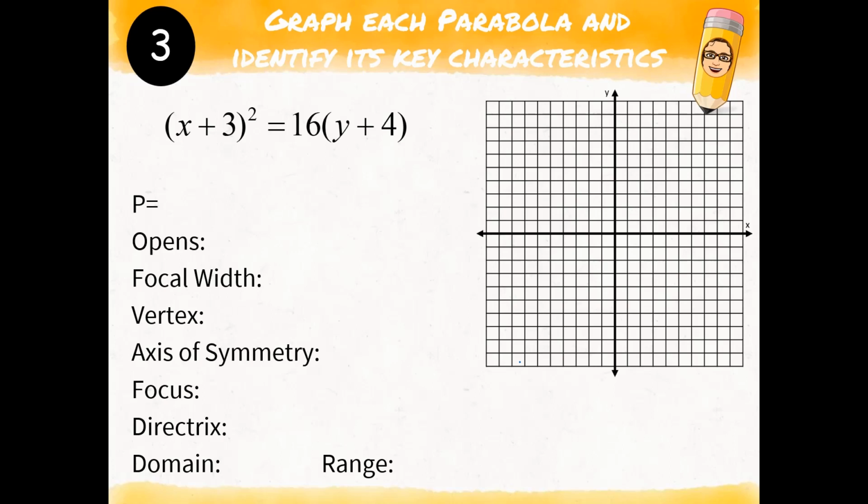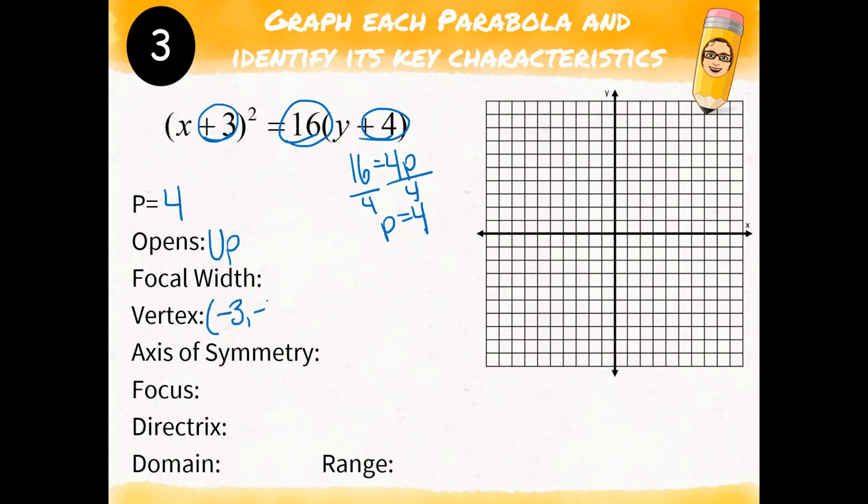So first, let's find our p-value. Now remember, to find our p-value, we're going to take the number on the right-hand side and set it equal to 4p. So I'm going to divide by 4. We're going to get p is 4, right? I'm then going to look at who's squared. X is squared, so that means this guy either is up or down. And since the p is positive, he will be pointing up. Let's now find the vertex. My vertex is the H and the K. It's opposite of what you're seeing, so it's -3, -4.